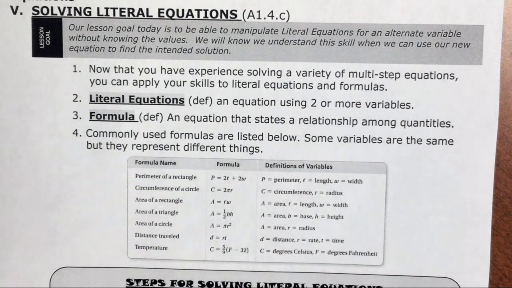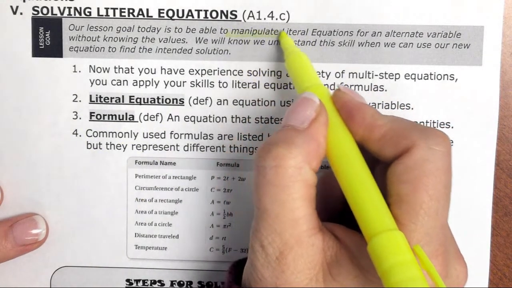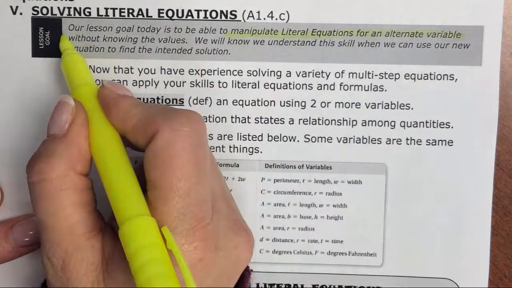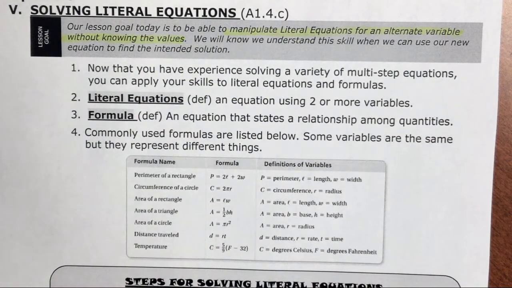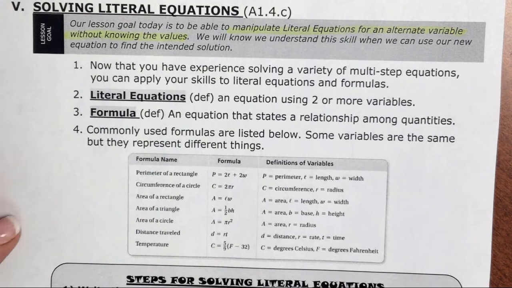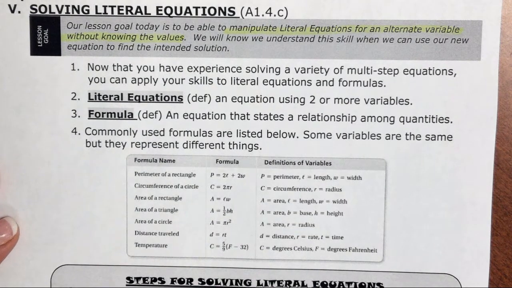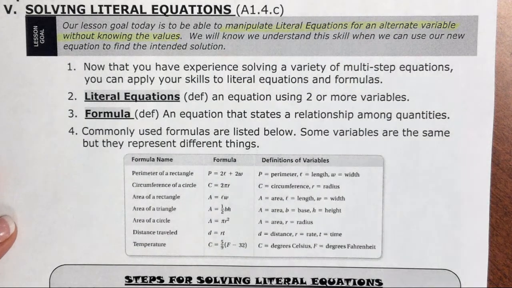All right, so before we begin, let's talk about our lesson goal today. Our lesson goal today is to be able to, we're going to highlight this, manipulate literal equations for an alternate variable without knowing the values. So basically, we're going to be doing multi-step equations, but we won't have any values. We'll have mostly variables. So we're just changing the way the equation looks in order to solve for a different variable than it's usually set up for. We'll know we understand the skill when we can use our new equation to find the intended solution. So let's see how this works.